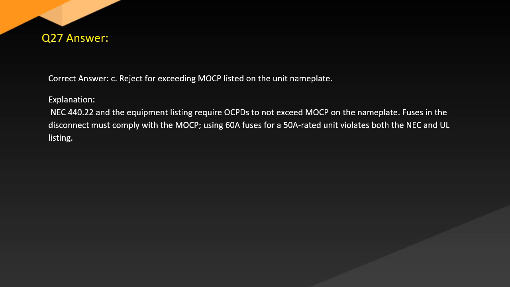Answer. Correct answer: C. Reject for exceeding MOP listed on the unit nameplate. Explanation. NEC 440.22 and the equipment listing require OCPDs to not exceed the MOP on the nameplate. Fuses in the disconnect must comply with the MOP. Using 60A fuses for a 50A rated unit violates both the NEC and the UL listing.